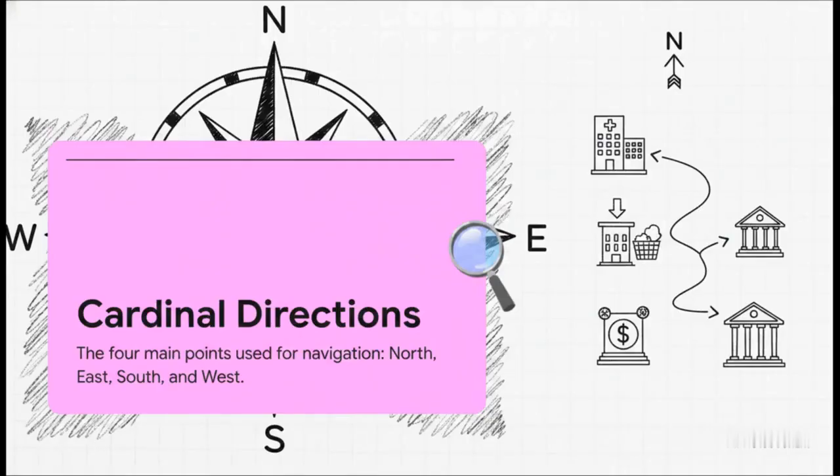Next up, once we have the size right, we've got to orient ourselves using the cardinal directions. These are the 4 main points of a compass: north, east, south, and west.